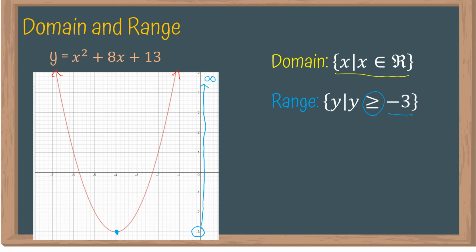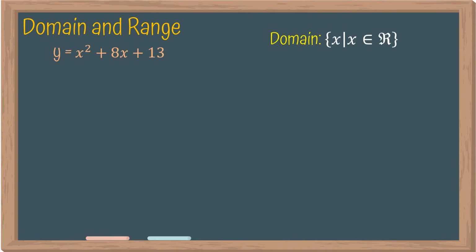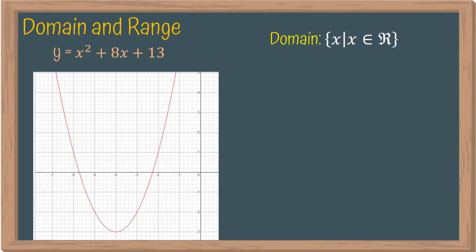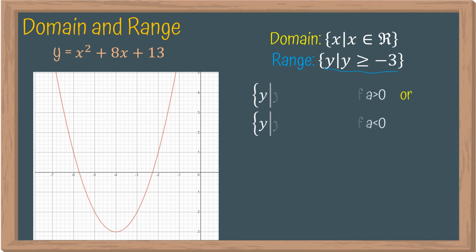Now that we know how to get the range of a quadratic function graphically, how about if we're going to do it by solving? Okay? So we will be using this formula. So using the same example, we have y is equal to x squared plus 8x plus 13. We were able to come up with the range of y such that y is greater than or equal to negative 3. So again, if we're going to solve for this one, we will be using this formula.